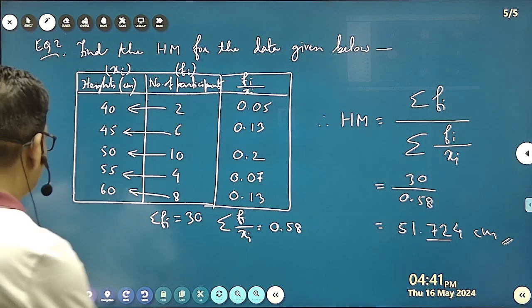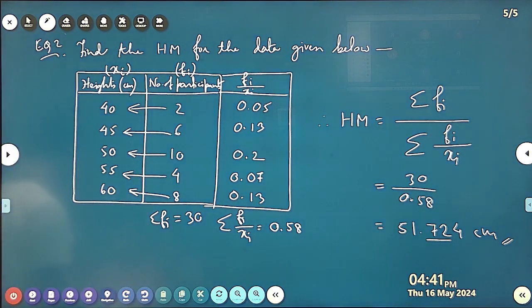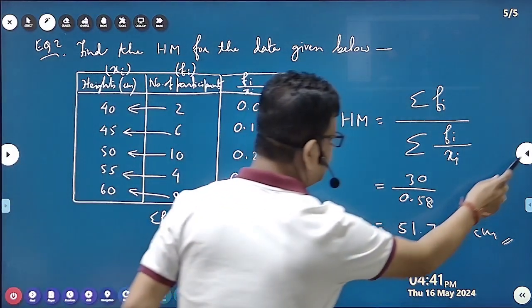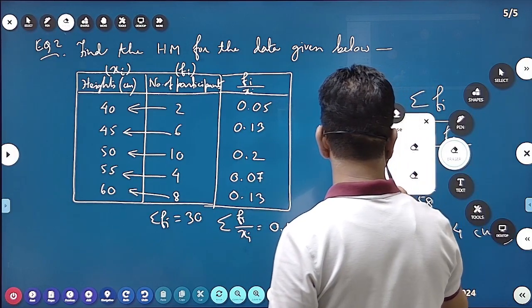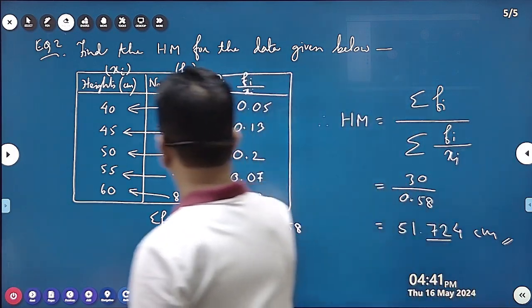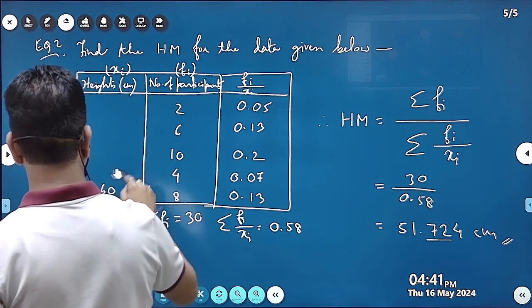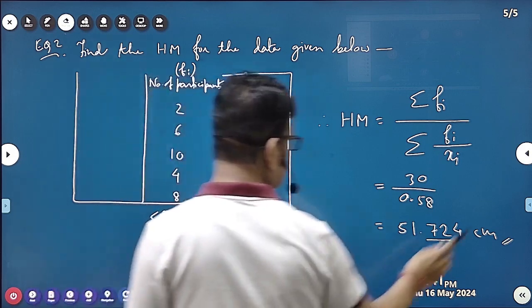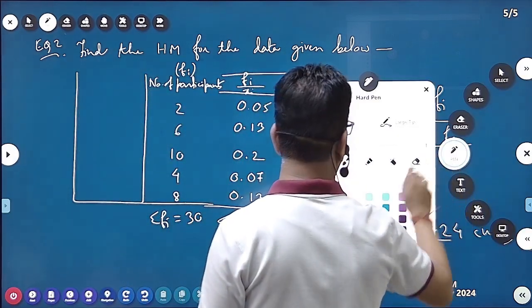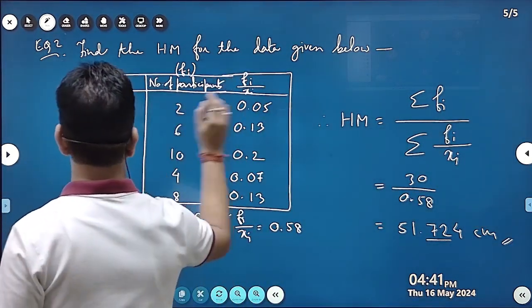Last one, means of harmonic mean. One thing I just had to add here, please try to understand. I'll just show it here. So we understand how to find harmonic mean, right? Now, one thing I just add here, because we are learning this, it won't come like this, then it will be difficult.